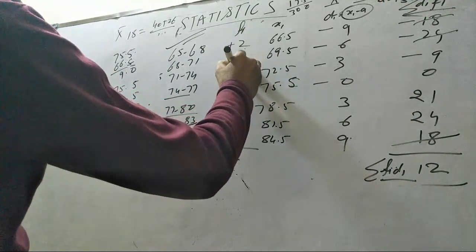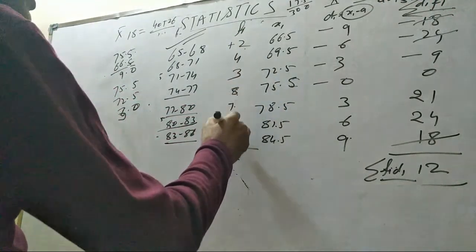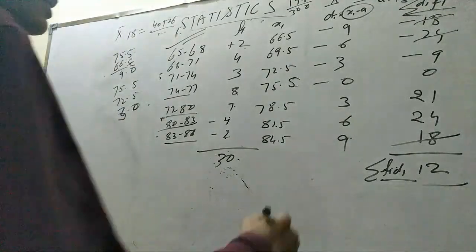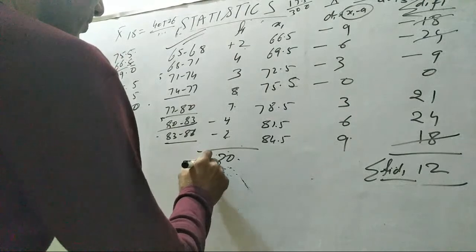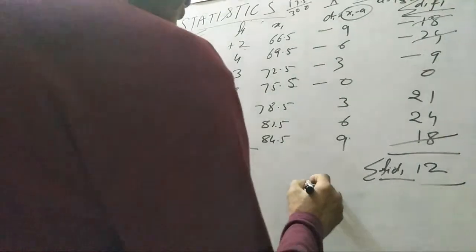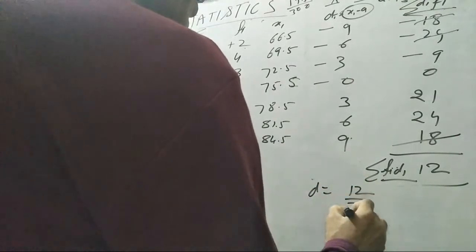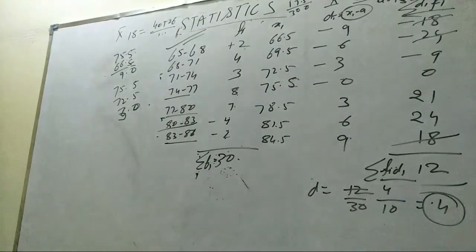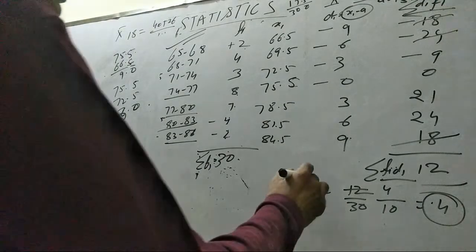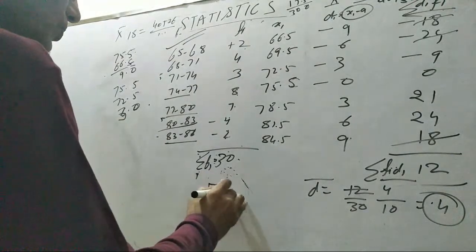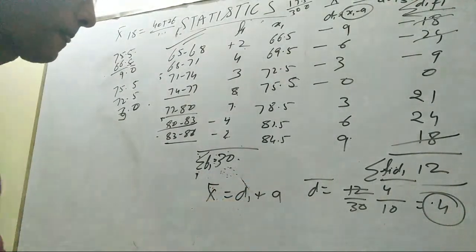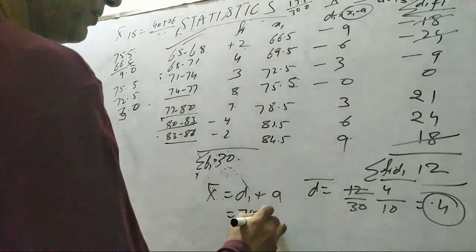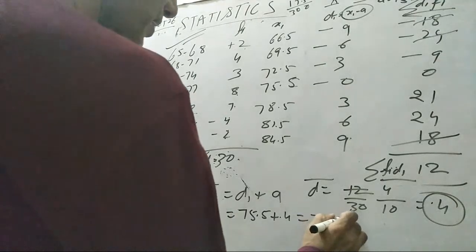2 6 7 8 9 17 24 25 26 27 28 29 30, 30 यानी कि हमारे पास sigma F1 is equal to 30 and D is equal to 12 oblique 30, then we can say that 4 oblique 10.4. 0.4 is हमारा डेल्टा 1 आ गया, D1 आ गया हमारा A is equal to D1 plus A. Then mean is equal to 75.5 plus 0.4 is equal to 75.9.